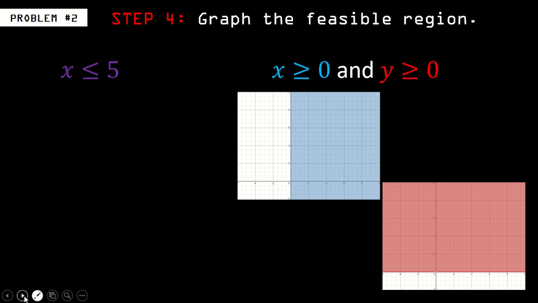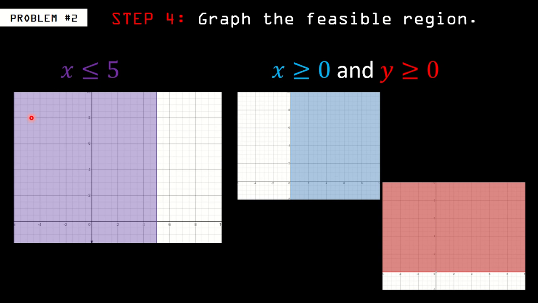Okay, so same as from problem number 1. And here again, we have x is less than or equal to 5. So just identify 5 here in our x-axis, and then shade all the regions, all the part here that is less than 5, which is 4, 3, 2, 1, 0, and so on. So this is the shaded region.